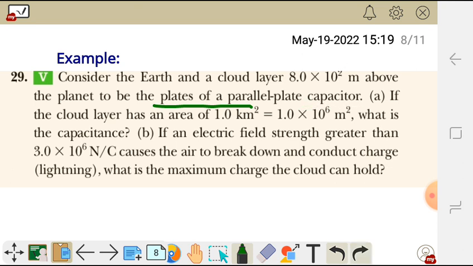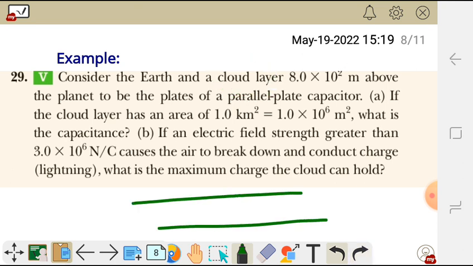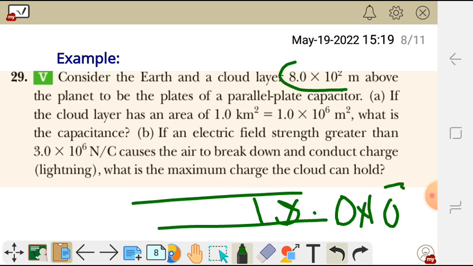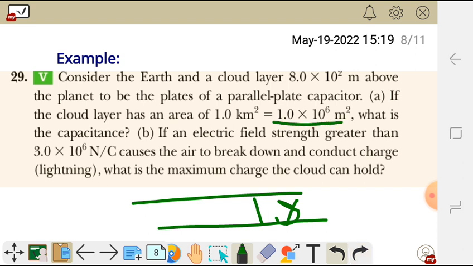So the earth and the cloud are two parallel plates separated by the distance. This distance is 8.0 by 10 to the power 2, this figure there. So the question is, if the area of the cloud is 1.0 by 10 to the power 6 meter squared, what is the capacitance of the capacitor?